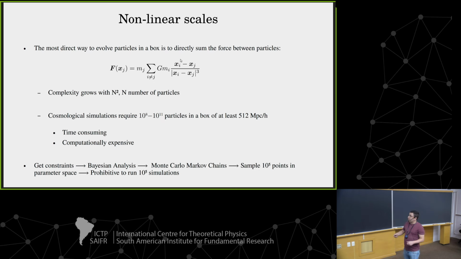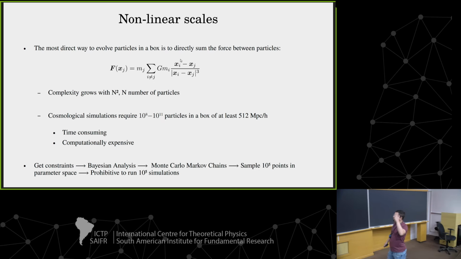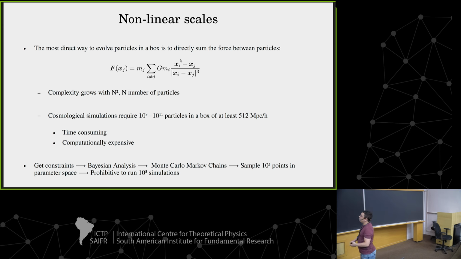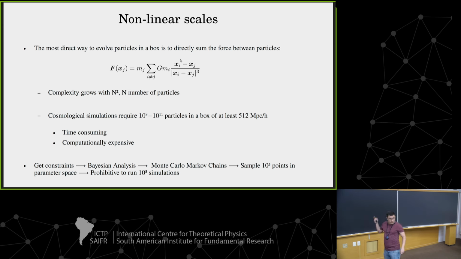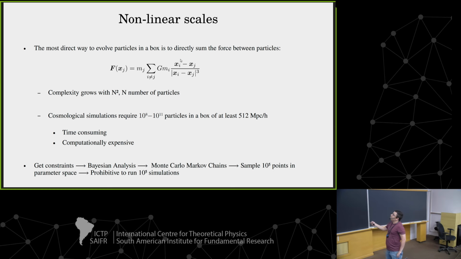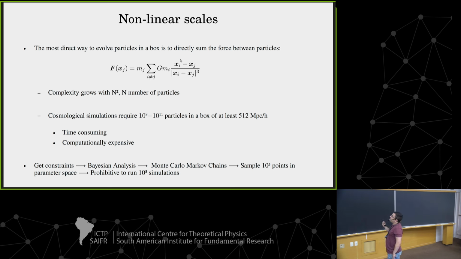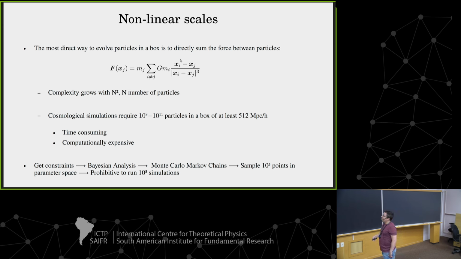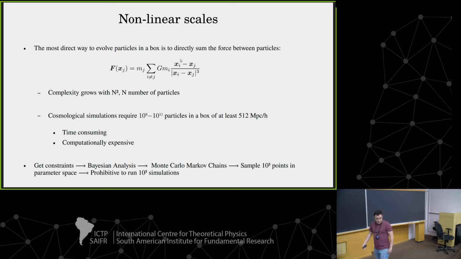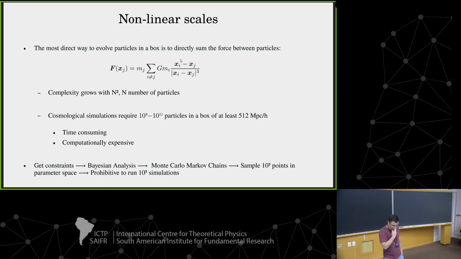So the most direct way, in the beginning of the work in N-body simulations in the 70s, was to compute directly the force between the particles. This is the most intuitive way that we can think about. But the complexity of this grows with the number of particles, it grows with N squared. It's not ideal for cosmological simulations that require 10 to the 8 to 10 to the 11 particles in a box of at least cosmological size. So this is very unfeasible in terms of cosmology, because it's time-consuming and computationally expensive.